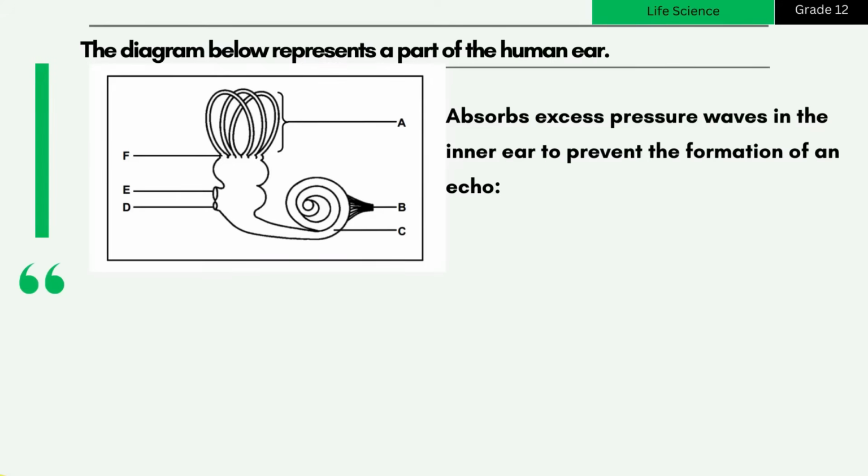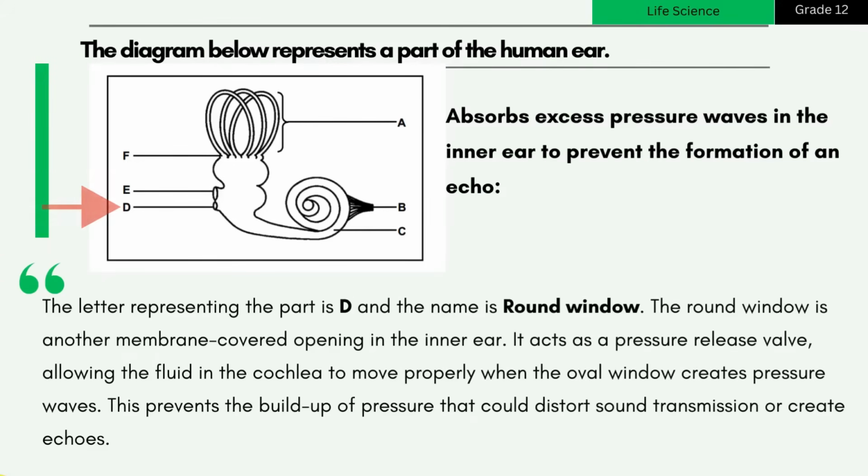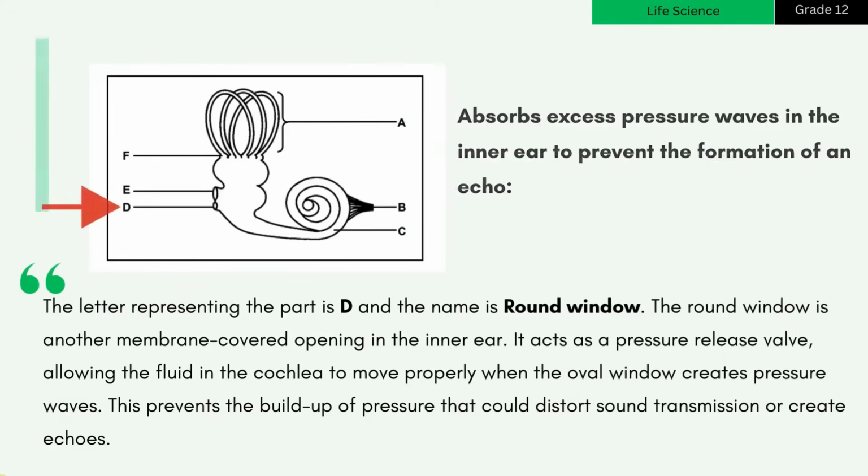2. Absorbs excess pressure waves in the inner ear to prevent the formation of an echo. The letter representing the part is D, and the name is round window. The round window is another membrane-covered opening in the inner ear. It acts as a pressure release valve, allowing the fluid in the cochlea to move properly when the oval window creates pressure waves. This prevents the buildup of pressure that could distort sound transmission or create echoes.